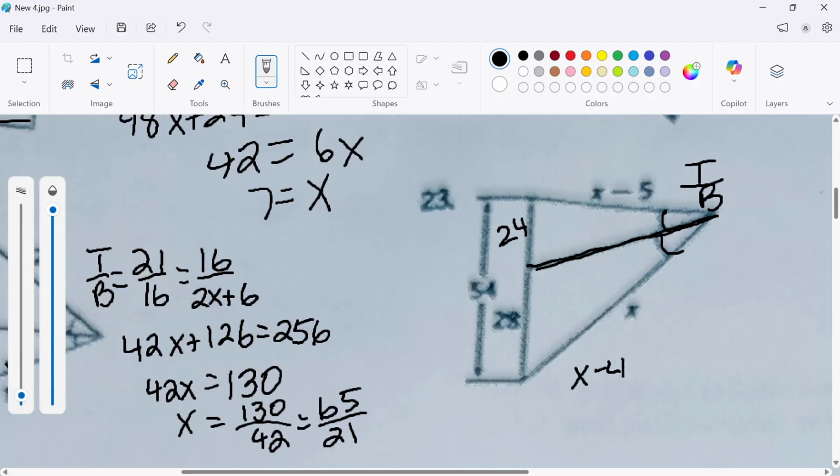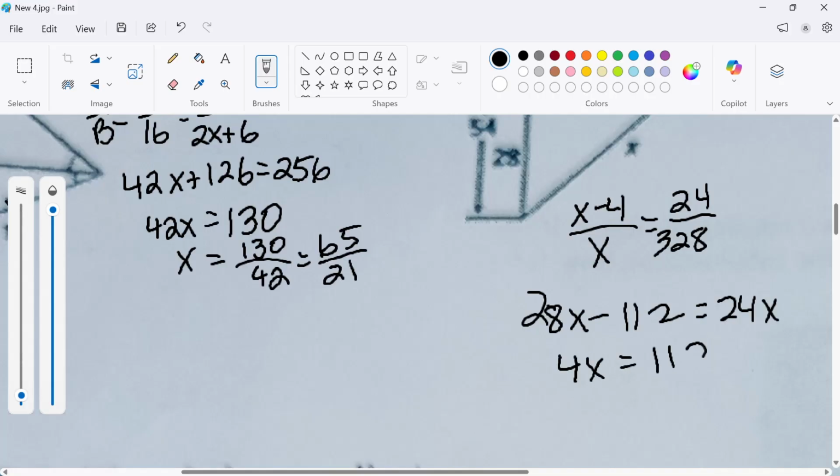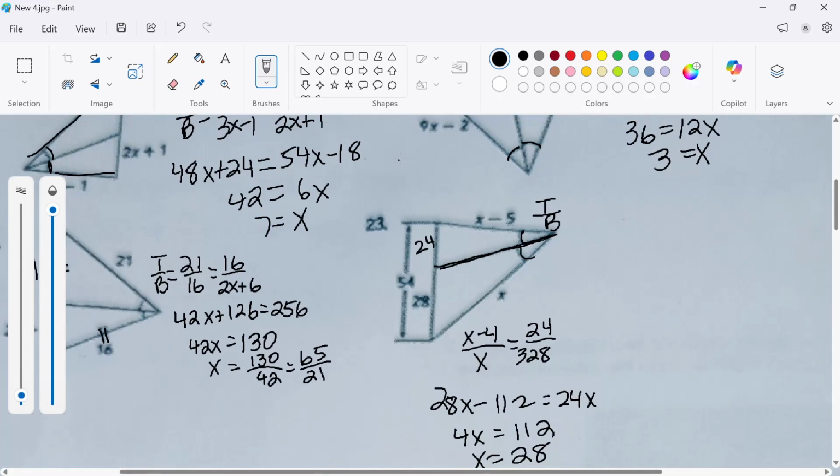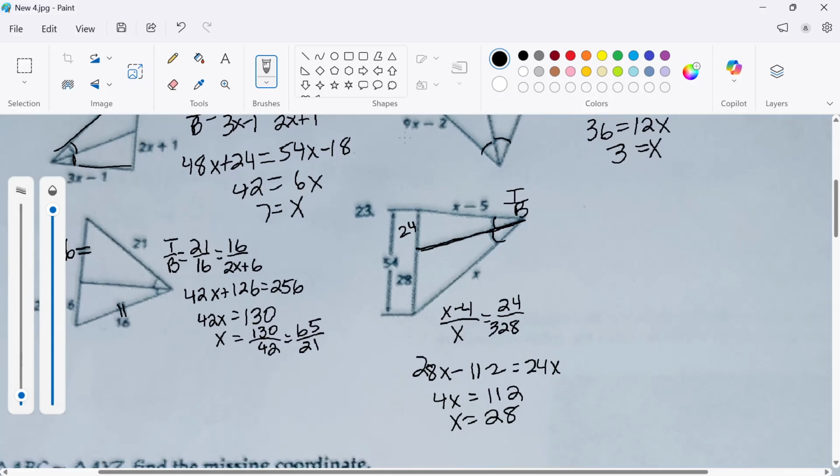x minus 4 is to x as 24 is to 28. I will cross multiply. 28x minus 112 equals 24x. Subtract 24x from both sides, add 112 to both sides. 4x equals 112. x equals 28. Well, that's very strange. Did I do that right?